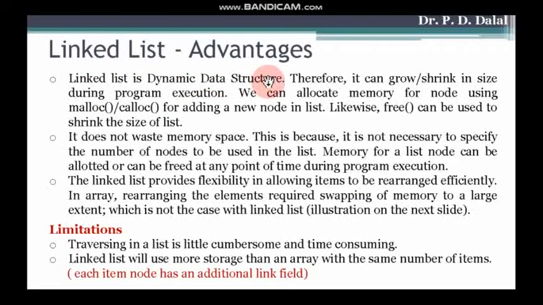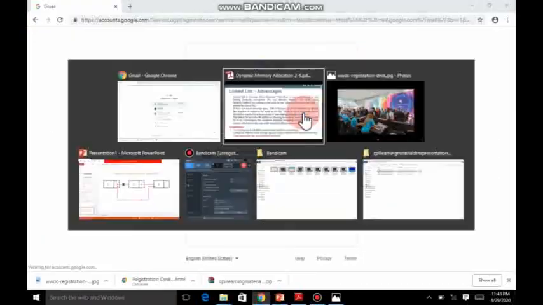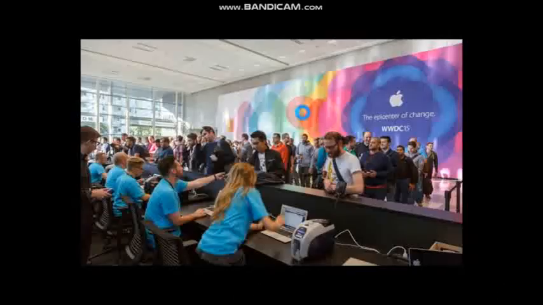Linked list is a dynamic data structure, therefore it can grow or shrink in size during the program execution. We can allocate memory for the node using malloc or calloc for adding the new node in the list. So when you want to allocate memory dynamically, let us take one example.